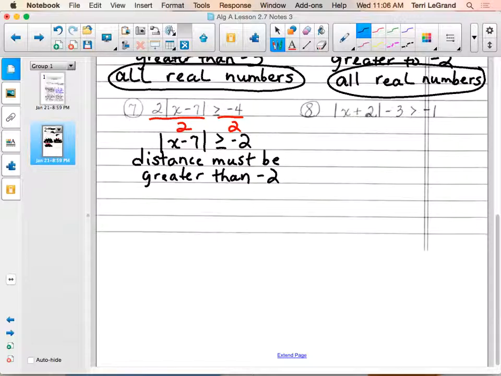Will it always be? Yeah, it will be greater, because distance will either be what? Greater than or equal, positive or 0. Are all the positive numbers greater than -2? Yep. Is 0 greater than -2? Yes. So this is all real numbers.